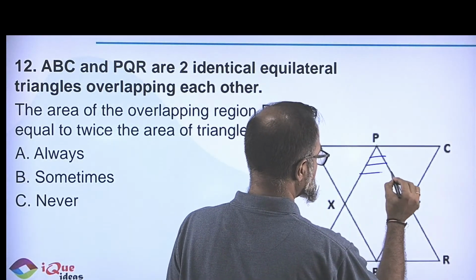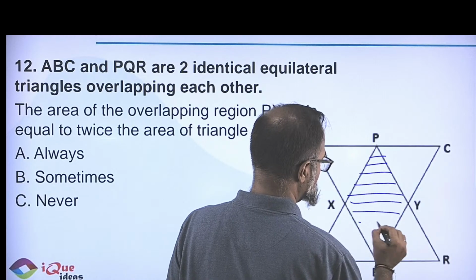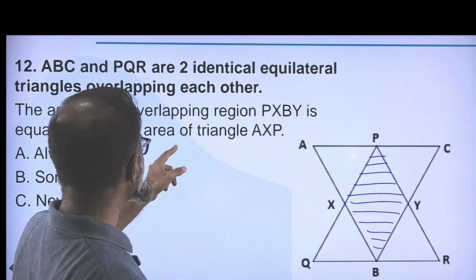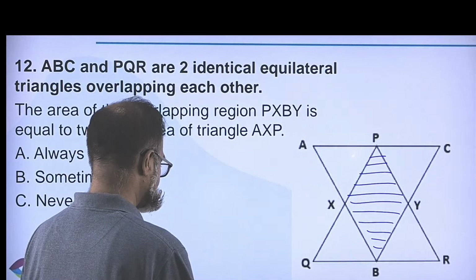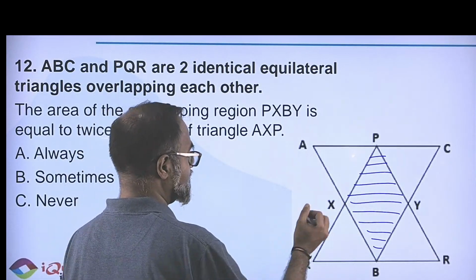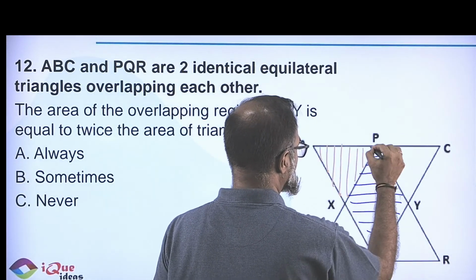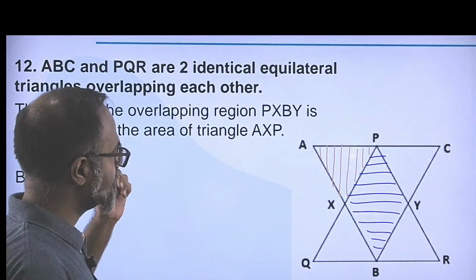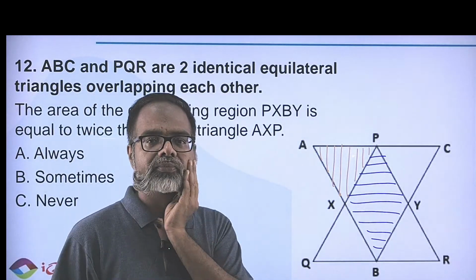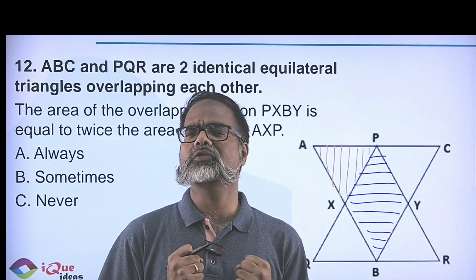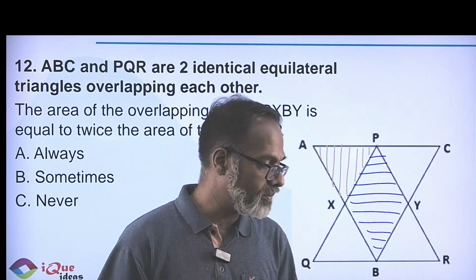This region PXBY is equal to twice the area of triangle AXP. So I have got triangle AXP. Okay. Now I have to see whether this is true always, sometimes, or never. It's a visual problem, right? A little bit of confidence in your instinct and we can move ahead.